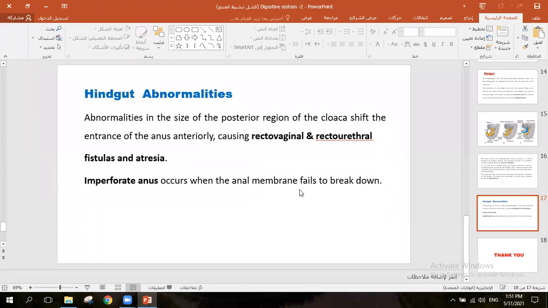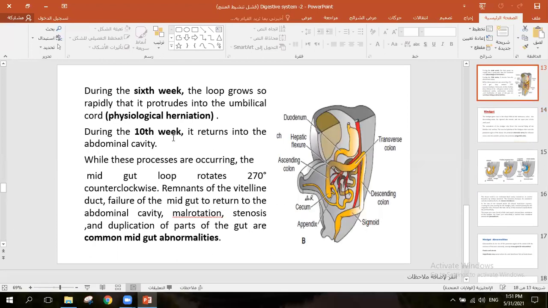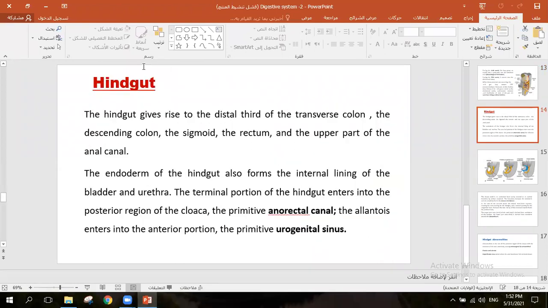We repeat. The hindgut is the last part of the gut tube. It gives rise to the distal third of the transverse colon, descending colon, sigmoid colon, rectum, and upper part of the anal canal. Here is the sigmoid, and then the anal canal. The terminal portion of the hindgut enters the posterior region of the cloaca, the primitive anorectal canal.